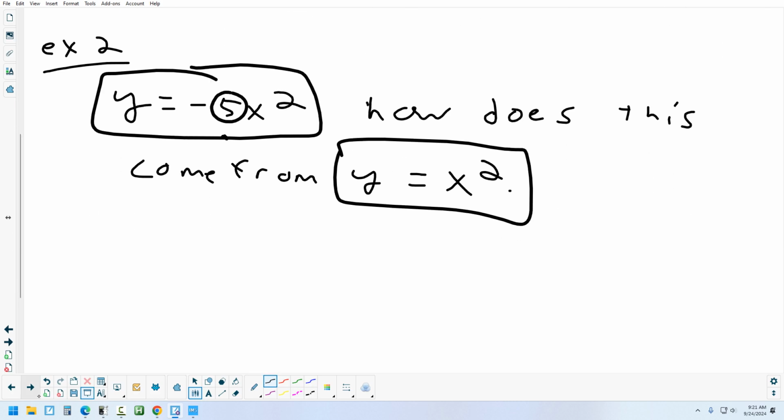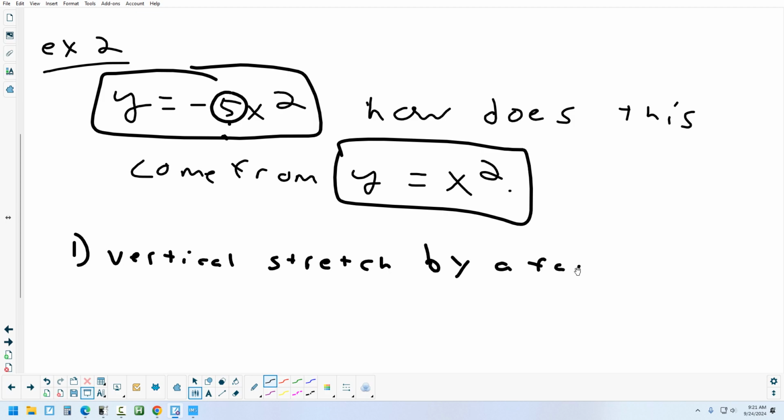Let's start with the 5. What kind of transformation is this 5? What is it going to do to the graph? Yeah? Vertical stretch. So the way we write this down is we say it's a vertical stretch. But then you just tell me by how much? By a factor of 5. That's the first thing that happens. It's a vertical stretch by a factor of 5. So it's going to get like 5 times as tall.